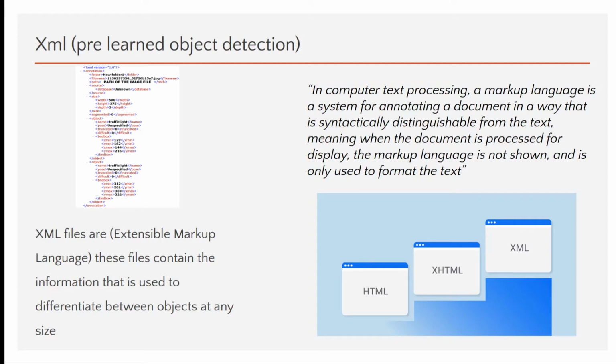XML files are extensible markup language. These files contain the information that is used to differentiate between objects at any size. In computer text processing, a markup language is a system of annotating a document in a way that is syntactically distinguishable from the text. Meaning, when the document is processed for display, the markup language is not shown and is only used to format text.